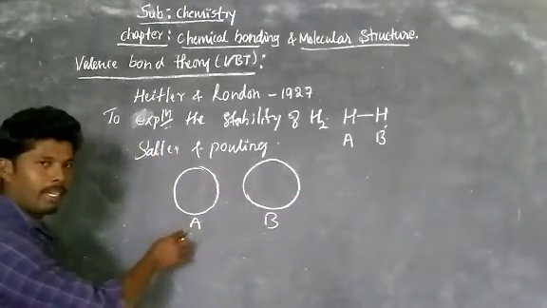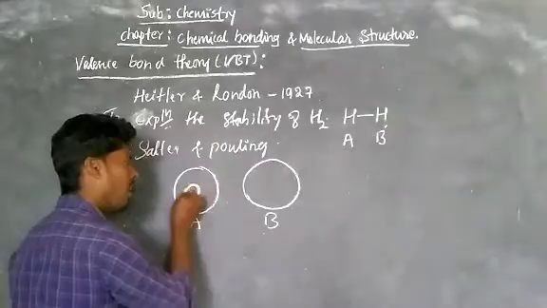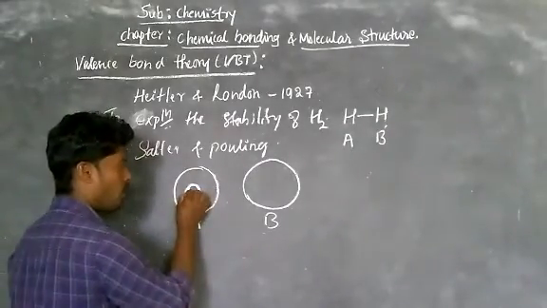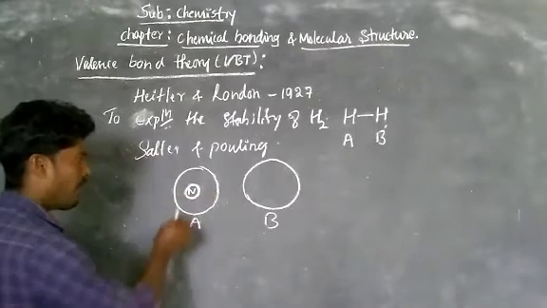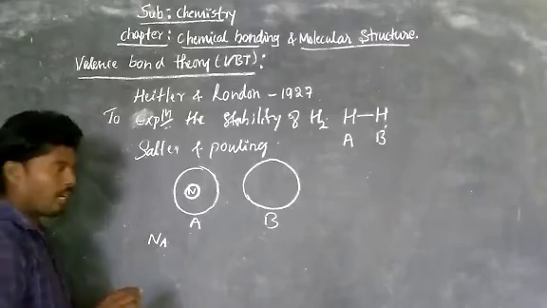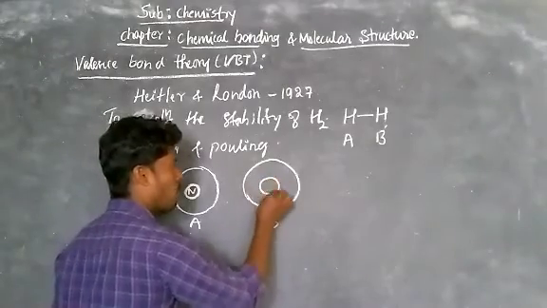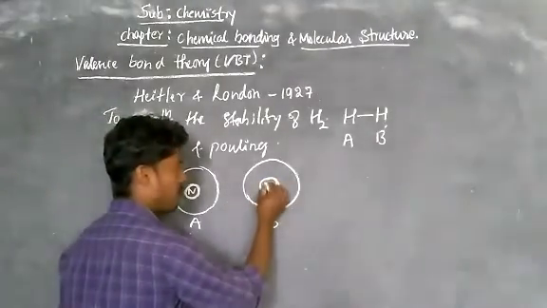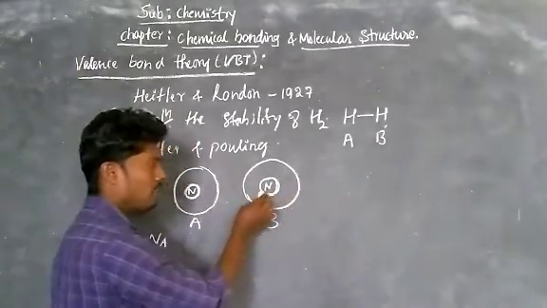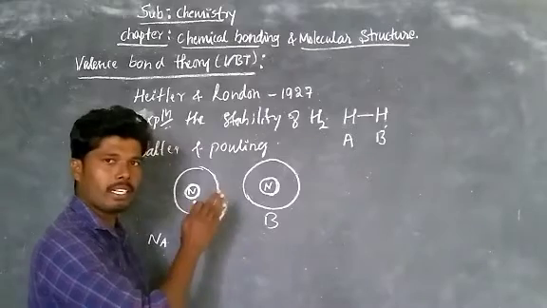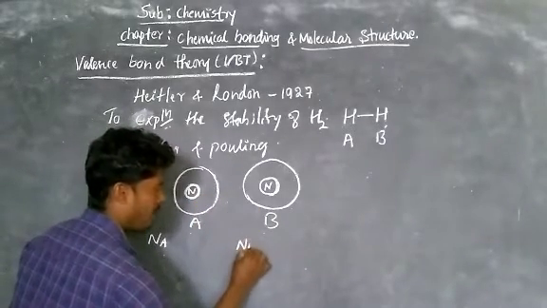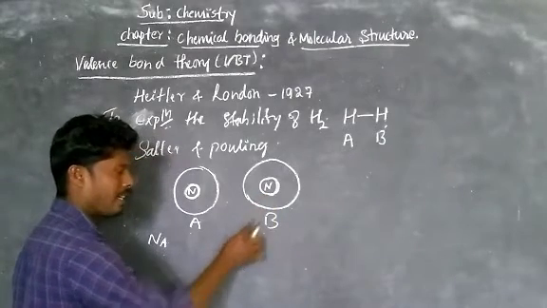Now the hydrogen atom A has a nucleus; all atoms have a nucleus, and inside that there are protons and neutrons. This is called the nucleus. For the hydrogen atom A, the nucleus we take as Na. Similarly, the second hydrogen atom also has a nucleus, which also has protons and neutrons, and that we consider as Nb. Means the nucleus of atom B is Nb.